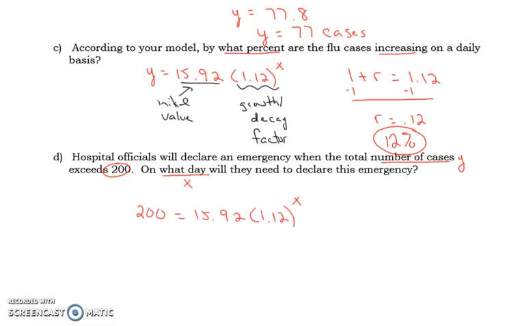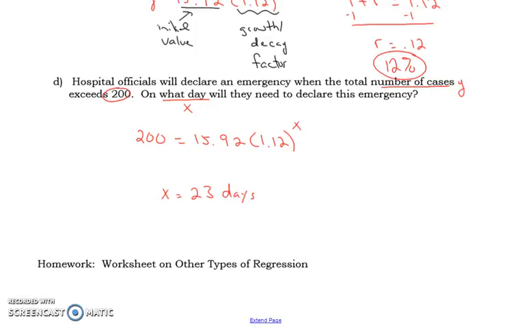Now, unfortunately, at this point, we haven't learned how to solve an equation with x in the exponent, so this would essentially end up being a guess and check kind of situation. So I don't want you to stress about this one too much. If you spend some time, you're going to end up with an answer of 23 days. But again, this is a guess and check situation because we've never solved an equation with x in the exponent. So what you're going to do is work on the homework from other types of regressions. You're going to do some linear, exponential, and quadratic regressions for homework.